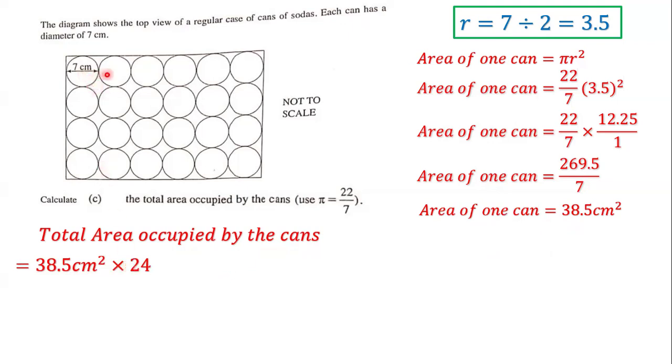And we have 1, 2, 3, 4, 5, 6, 7, 8, 9, 10, 11, 12, 13, 14, 15, 16, 17, 18, 19, 20, 21, 22, 23, 24. So we have 24 cans. So we have 38.5 centimeters squared multiplied by 24, and that gives us 924 centimeters squared.